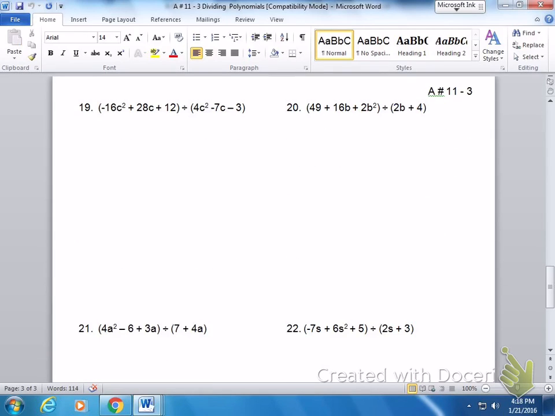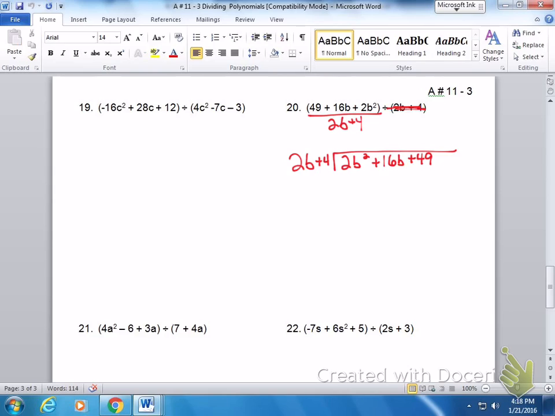Now, the last one I'm going to do is number 20. It's a division problem. It's really over this. But I don't want to write my numerator in that order. I want to go from biggest exponent to smallest. So I have 2b squared plus 16b plus 49. And I'm dividing that by 2b plus 4.